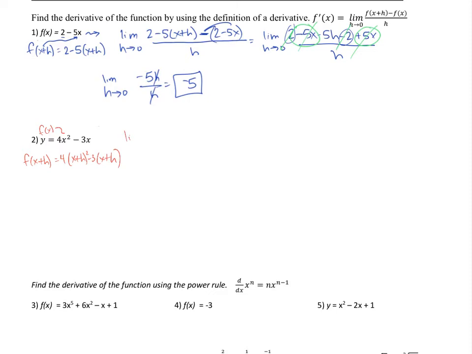So now we want the limit as h goes to 0 of f of x plus h, and this is going to end up being this 4 times x plus h squared minus 3 times x plus h. That's my whole f of x plus h term. This is my f of x plus h. And then I need to say minus f of x. So my whole f of x term is going to be this, minus 4x squared minus 3x. Again, I want to put that in parentheses because I have to distribute that negative. And all of this is over the h.